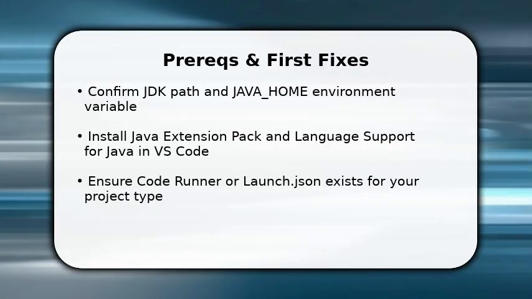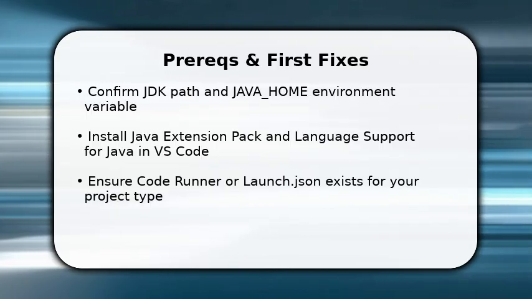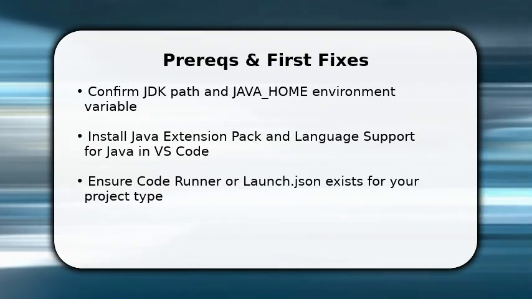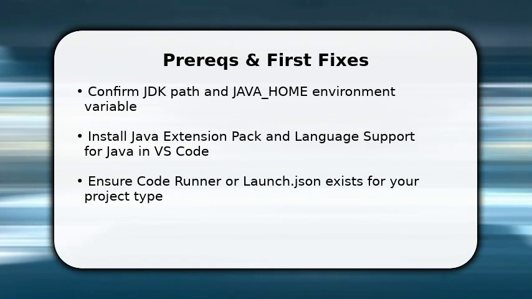You start by verifying prerequisites. Check that JDK is installed and JAVA_HOME points to the JDK folder. Then open VS Code and install the Java Extension Pack. Once done, enable language support for Java. Next, create or validate a launch.json or Code Runner configuration so VS Code knows how to run your project. If you use modules, make sure module-info.java is correct. These steps establish the environment so run attempts won't fail due to missing tools.